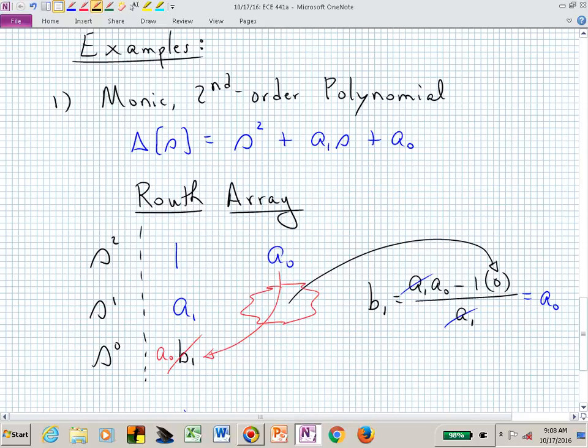But in this particular second order monic, we have 1 and a sub 0 in the top row. We have a sub 1 in the second row, or the s to the 1 row. And realizing what we talked about in the go portion of today's class, b sub 1 is a1 times a sub 0 minus 0 divided by a sub 1, and that allows this a sub 0 to just quickly move down into the bottom row.